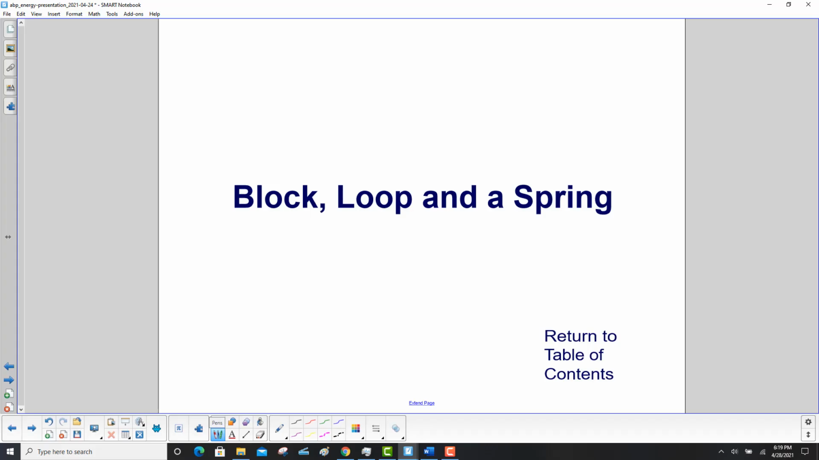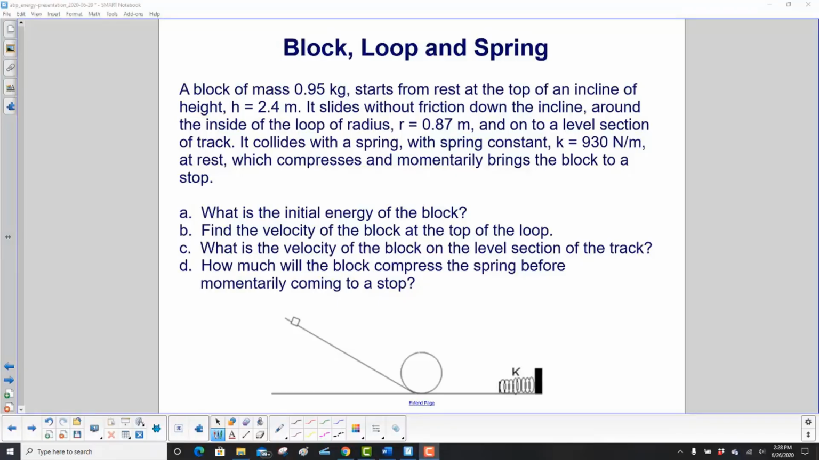block, loop, and a spring. Okay, we've done the block and loop. Now we're going to add a spring to it.